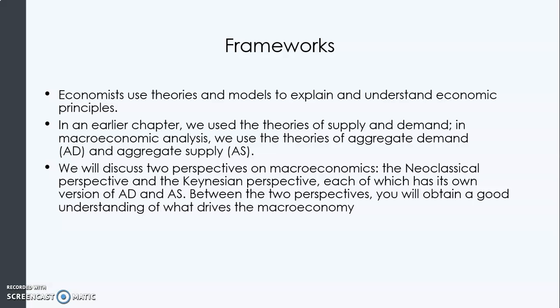We use different theories and models for the macroeconomy than we do for individual decisions in micro. We talked about theories of supply and demand earlier. In macro, we're going to use the theories of aggregate demand and aggregate supply. There are some important differences, but a lot of similarities there. We'll also discuss two key perspectives on macroeconomics, the neoclassical perspective and the Keynesian perspective, each of which puts its own spin on aggregate demand and aggregate supply. Once we combine these two perspectives, you'll have a good understanding of what drives the macroeconomy and how we can think about making it move the way we want it to.